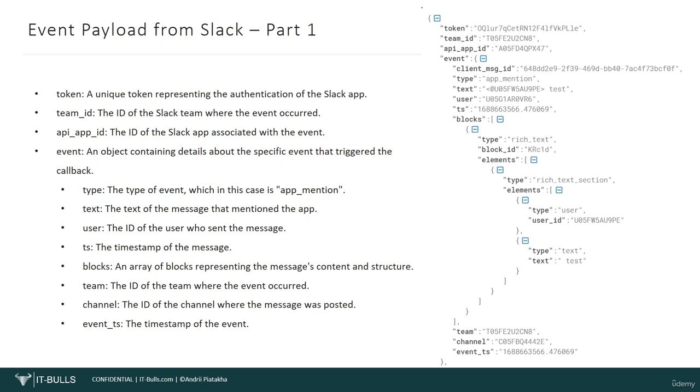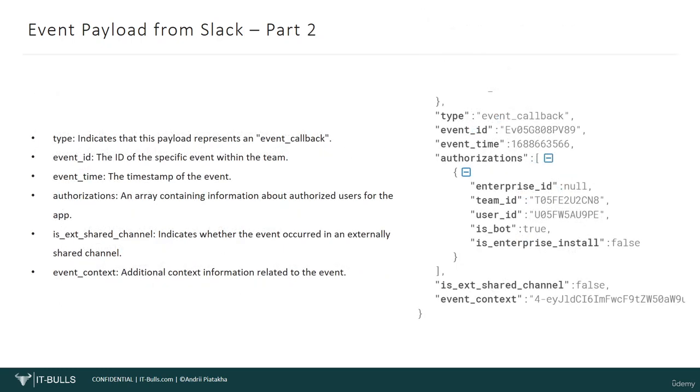And you remember that previously we had a field that is called TS. So what is the difference? Basically, TS is associated with the message that triggered the event. It helps to identify when the message was posted, but event TS refers to the timestamp of the event callback itself. It represents the timestamp of the overall event that occurred within Slack.